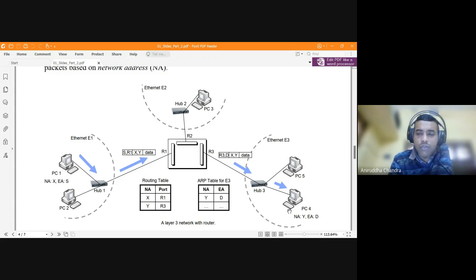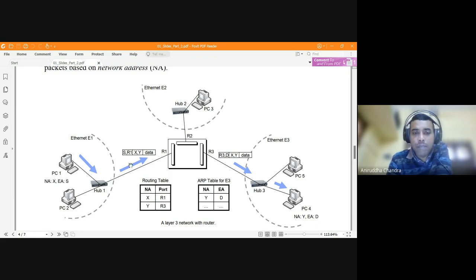Like PC1 is going to send something to PC4. So it populates data in the packet. It populates the network addresses X and Y, but it also populates the Ethernet addresses, which are S, R1. So this address pair is needed for the journey of the packet between PC1 and router 1. So probably suppose here is a switch, and it can read that, okay, it is meant for R1. It can read the Ethernet address only. The switch cannot read the network addresses. So the switch simply sends the data here.